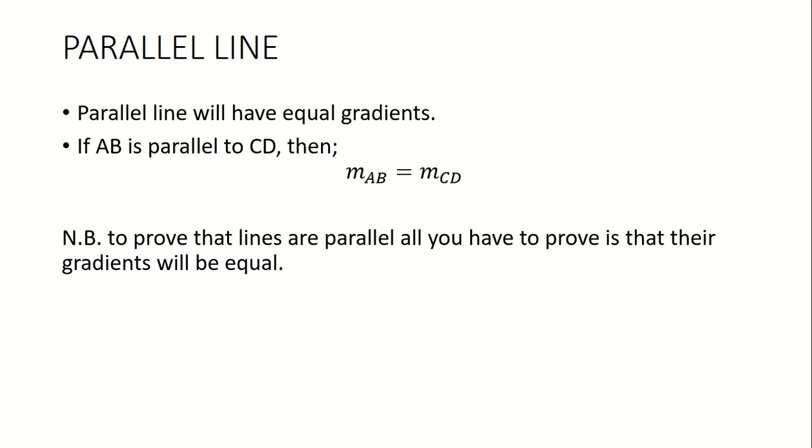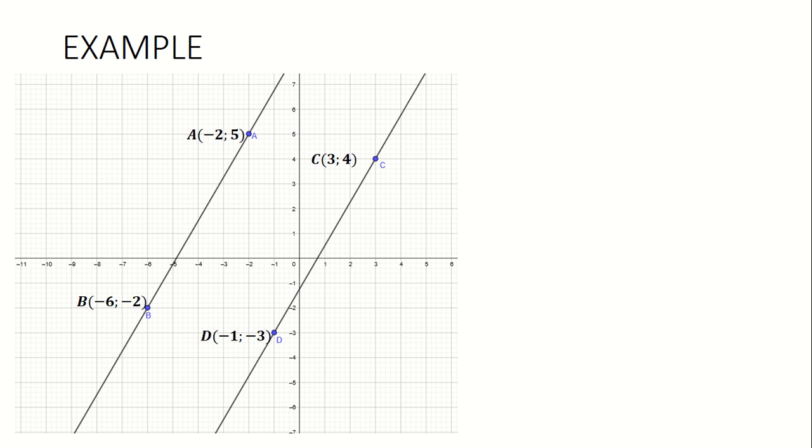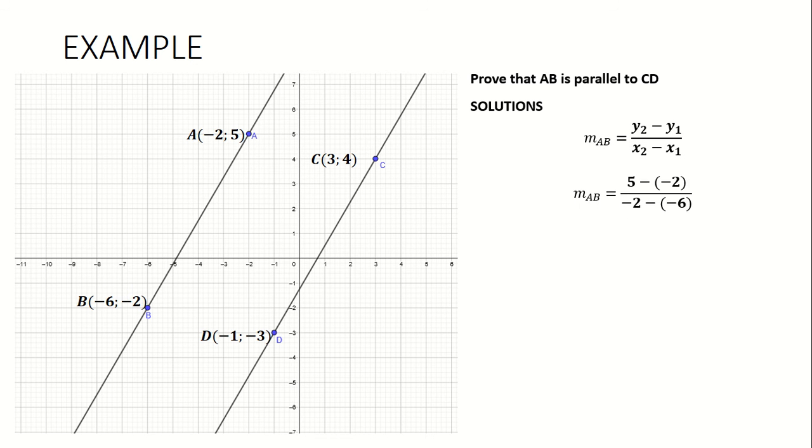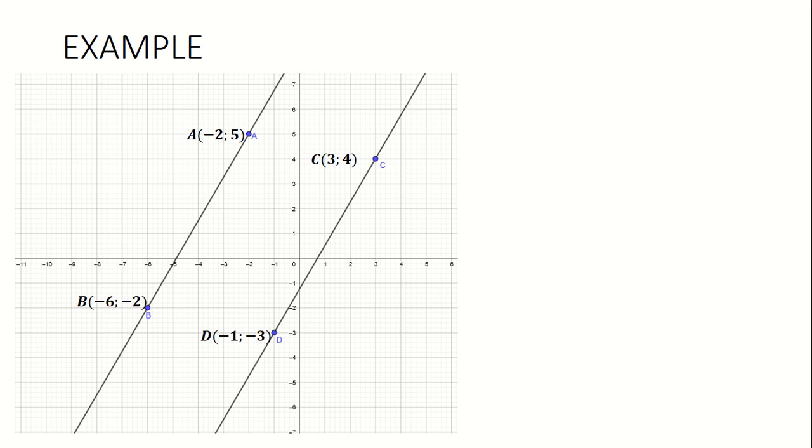Now all you have to do is to calculate the gradients of those lines and make sure that they're equal. If they're equal, it means that those lines will be parallel. Let's calculate the gradient of AB and CD. When you calculate the gradient of AB, I will simply say y2 minus y1 divided by x2 minus x1, which will be 5 minus negative 2 and minus 2 minus negative 6, and that will give you 7 over 4, and that is the gradient of AB.